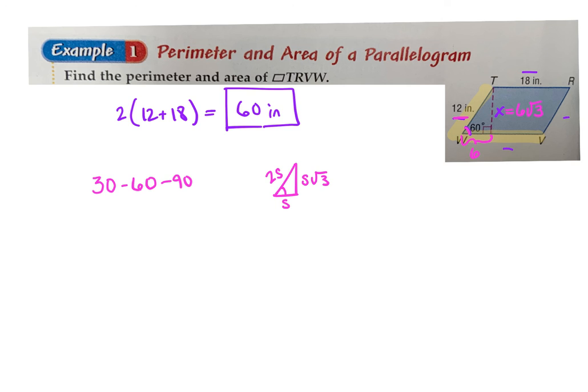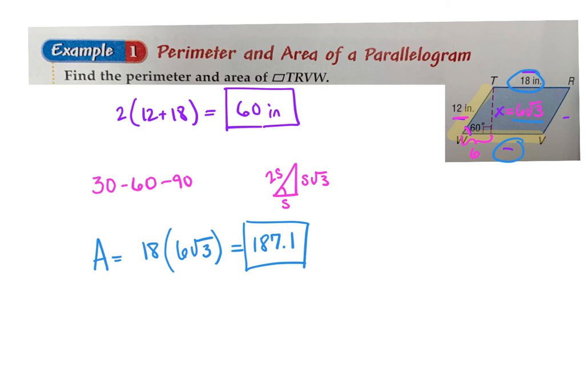So if I were going to find this area then, it would be my base, which is going to be 18 inches because those are the same, 18 times my height, which is 6 square root of 3. And if you put that into the calculator, it is going to be 187.1. Now, if you did not remember 30, 60, 90, what else could you use there potentially? SOHCAHTOA. You could use right angle trigonometry there if you wanted to find out the opposite side. With the hypotenuse, you could use sine.